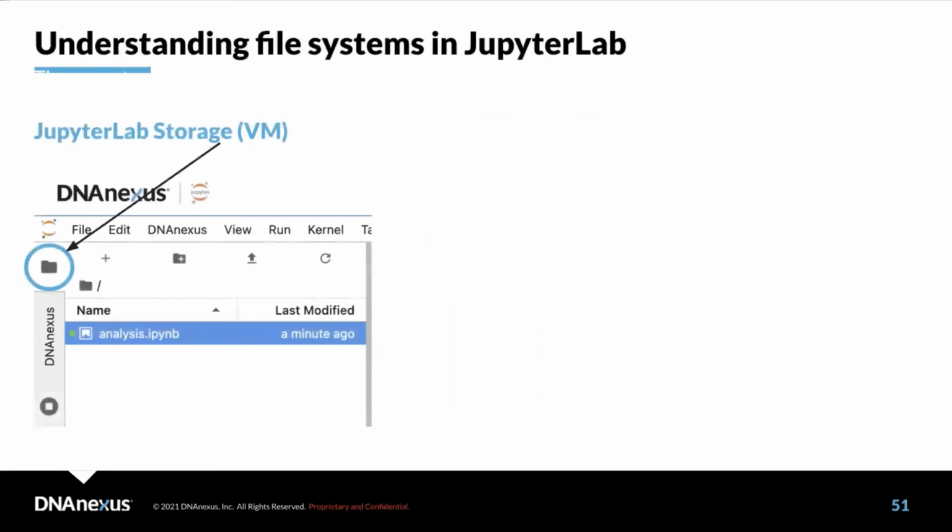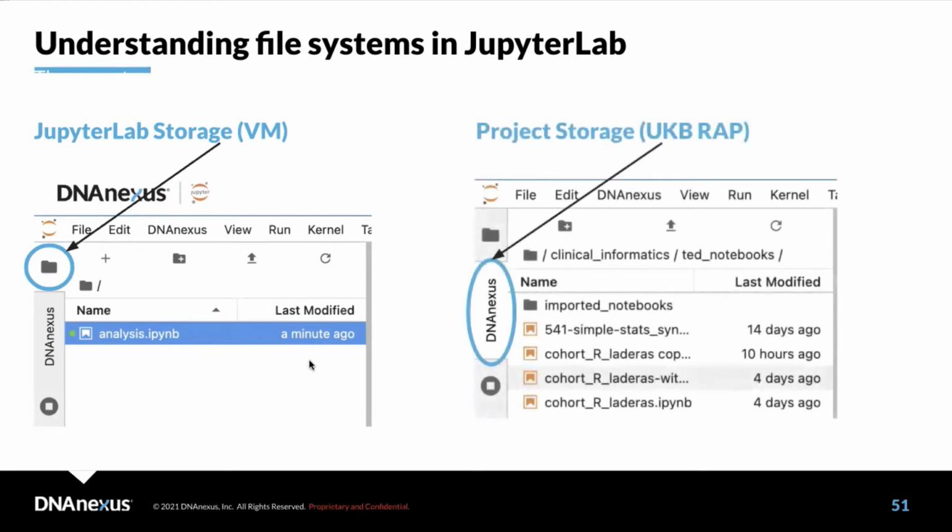As we were talking before about the two types of storage, here is the JupyterLab storage. You will see it on the left sidebar. There will be a folder icon, and then there is the project storage, permanent-ish storage. I say permanent-ish because you can also delete files there, but the files will not be deleted by themselves. And the tab is called DNA Nexus.